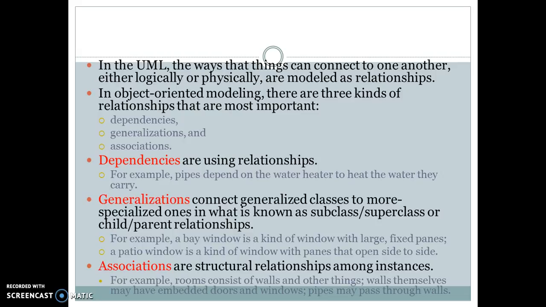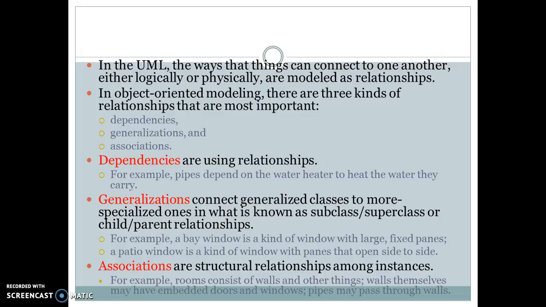Similarly, in UML modeling, that is Unified Modeling Language, the ways that things can connect to one another, either logically or physically, are modeled as relationships. In object-oriented modeling, the three relationship types are dependencies, generalizations, and associations. Dependencies are using relationships. For example, pipes depend on a water heater to heat the water they carry.